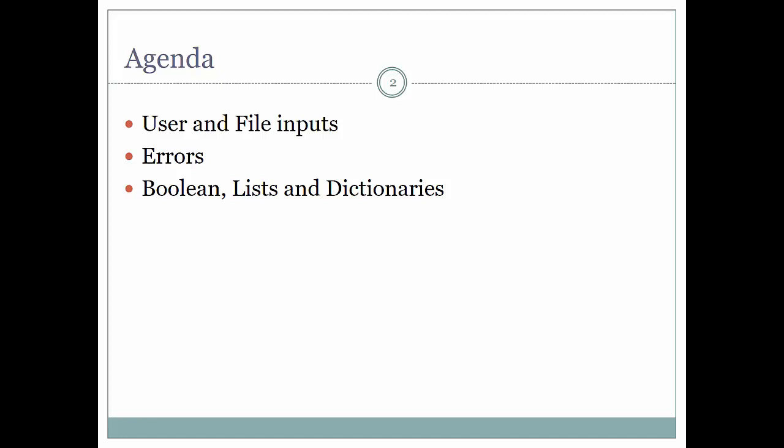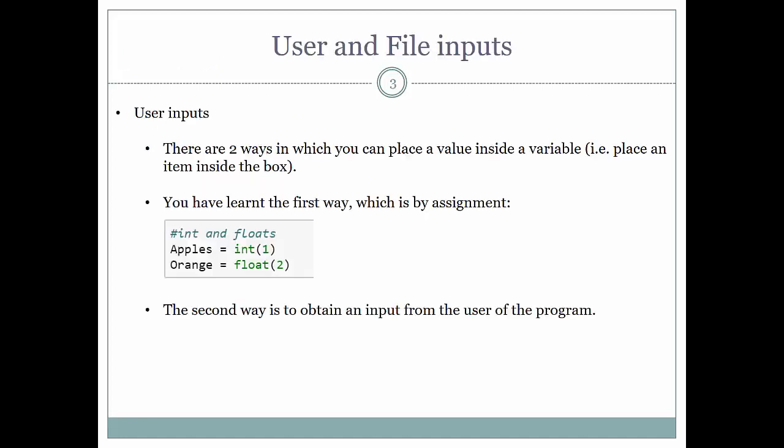Without further ado, let's take a look at what we have in user and file inputs. So what are user inputs? User inputs are basically inputs that you request from the user. So for example, if you wanted to code for a scissors paper stone game, you will need to get whether the player chose scissors, paper or stone, and user inputs is one way to do that.